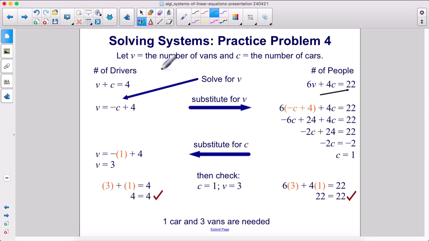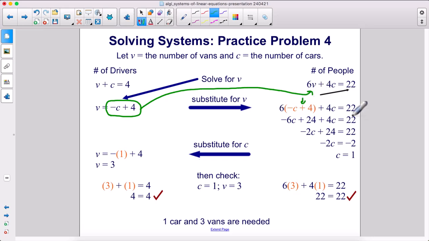Let V equal the number of vans and C equal the number of cars. The number of drivers is 4, which means there's going to be 4 vehicles total. So V plus C is going to be equal to 4. We're going to solve that equation for V because we're going to substitute it in over here in our number of people equation. We know there's 22 people total, and we know 6 people fit in each van and 4 people fit in each car. So we're going to take that negative C plus 4 and plug it in over here for V, right there.